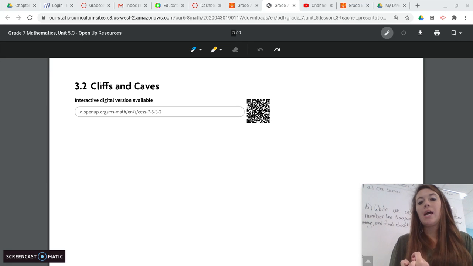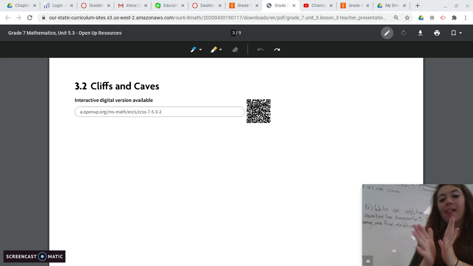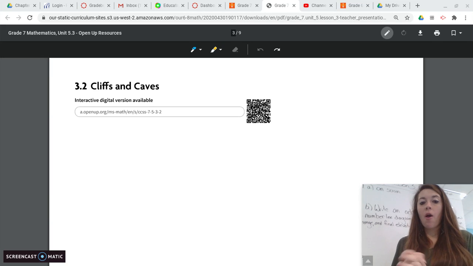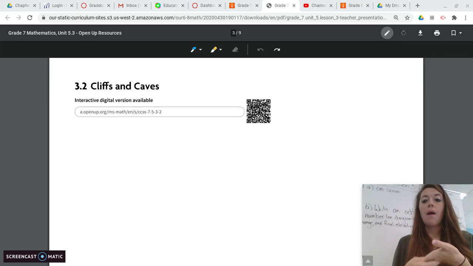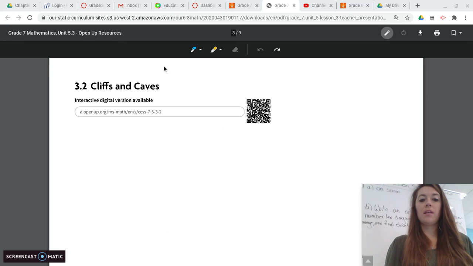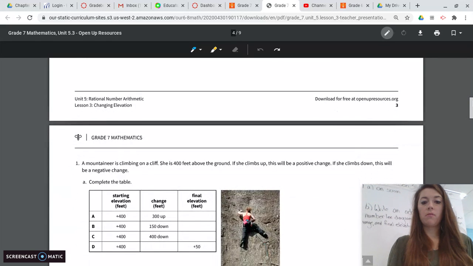Lesson 3 is changing elevations. We're going to be looking more at changing real-life numbers that can have both positive and negative values that work with them. What we're looking at first is the cliffs and caves. You're going to see that here on the screen. Let me just scroll down.